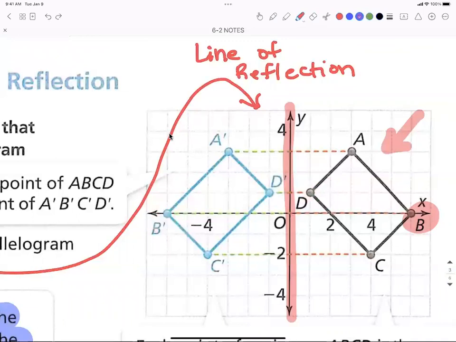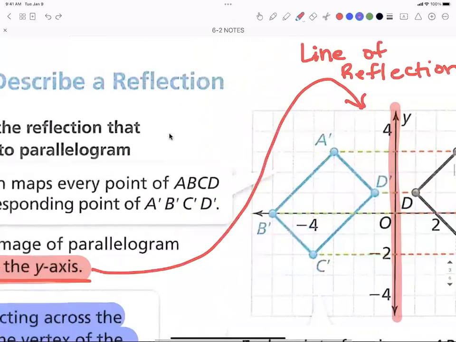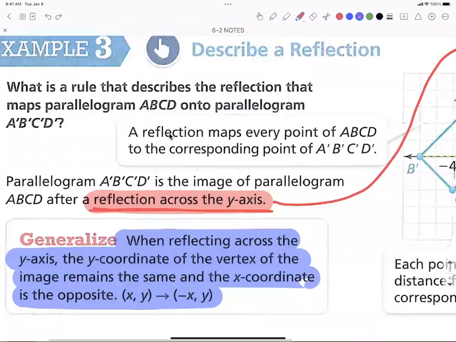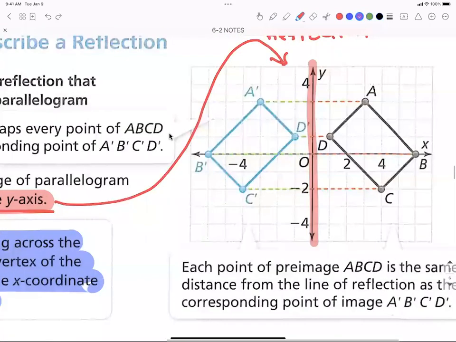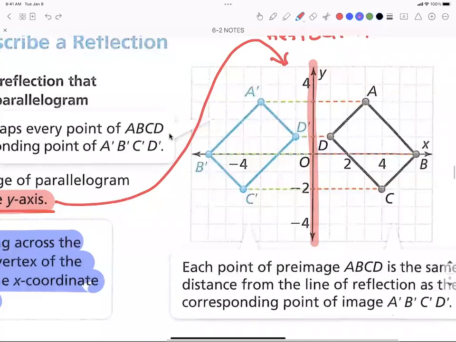Okay. All right. So the answer that you would put right here is what I have highlighted in red, a reflection across the y-axis. That is the transformation that happened to create A'B'C'D'. And what you're going to have eventually is you're going to have one like this. And you're going to have to say, is this a reflection? Is it a translation? Is it a dilation? Is, what's the other one?